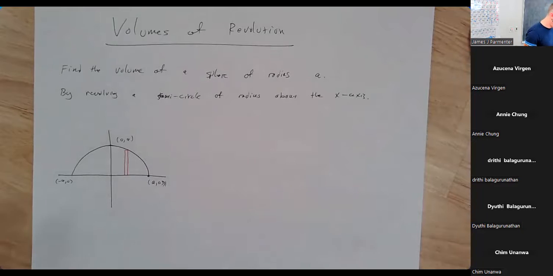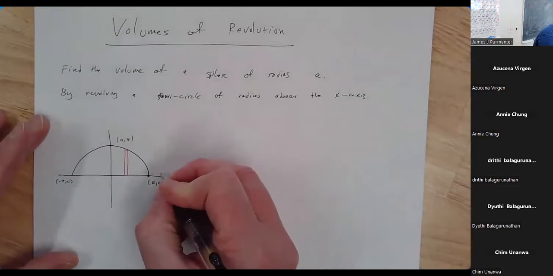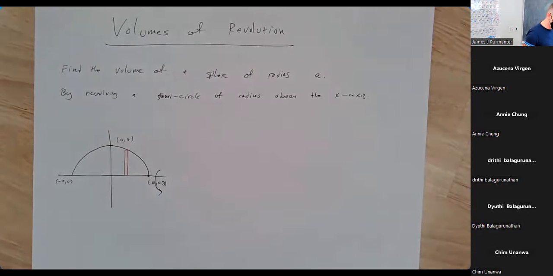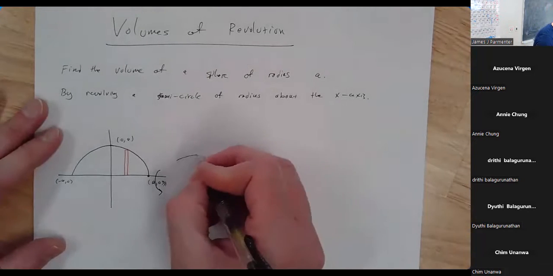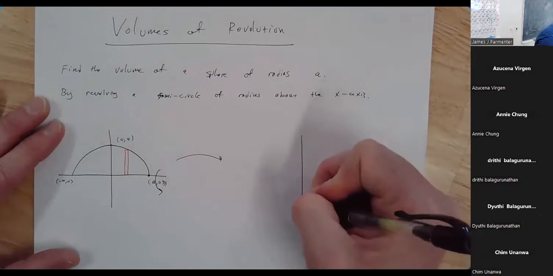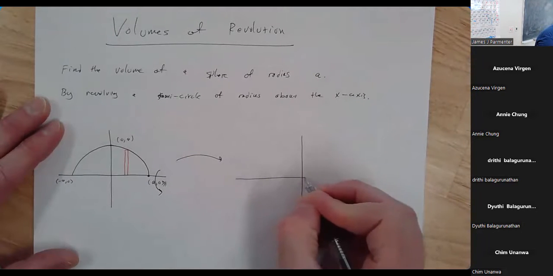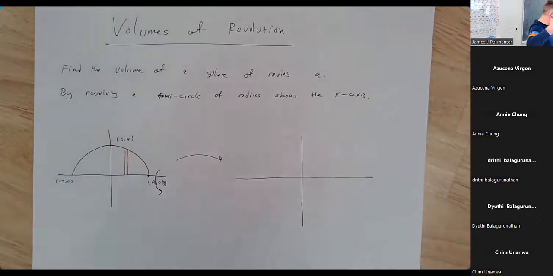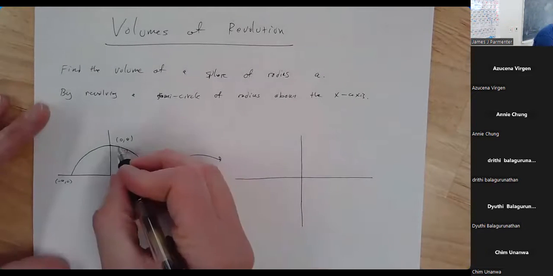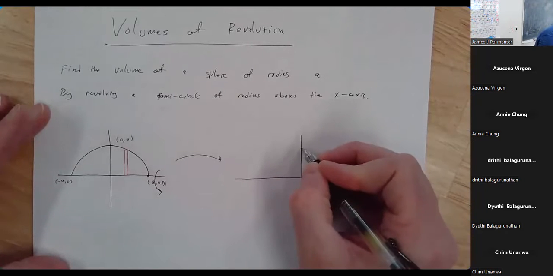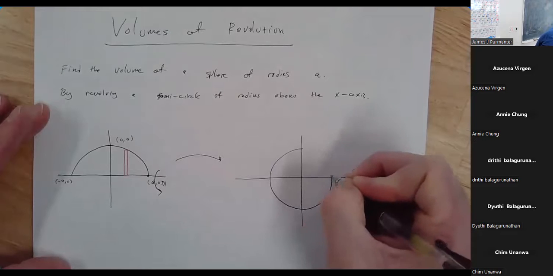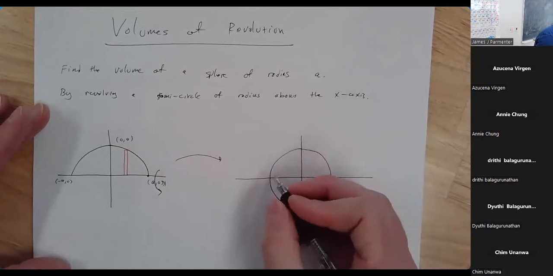So here we're going to rotate this half circle around the x-axis. Here's what happens when we do this. If you rotate this half circle around the x-axis, full 360 degrees, we're going to get a sphere. And if I can draw it all right here, it'll look like this.